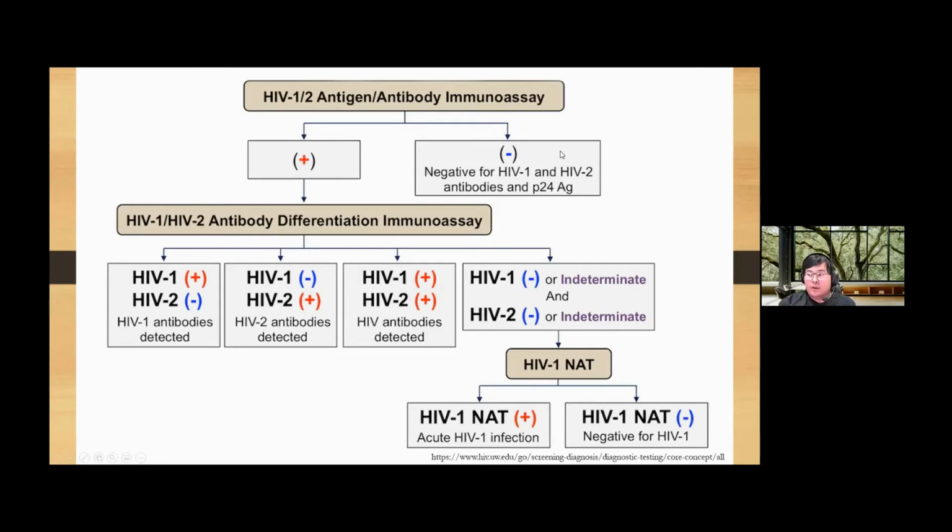So circling back to this, if the combo immunoassay, the 4th gen test, is negative, your client most likely doesn't have HIV, except in a case where they had recent exposure that they're concerned about. And we'll talk about why, on the next slide, if they have concerns for a recent infection, you can't rely on this test as a negative test to confirm it.